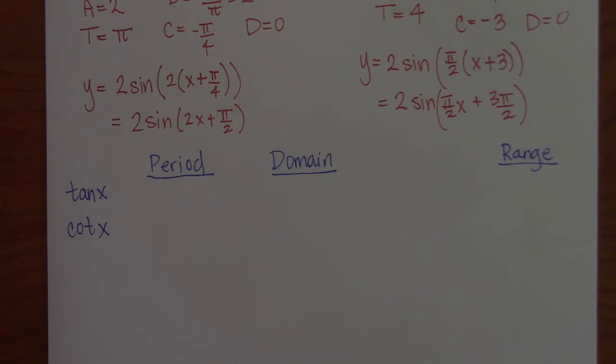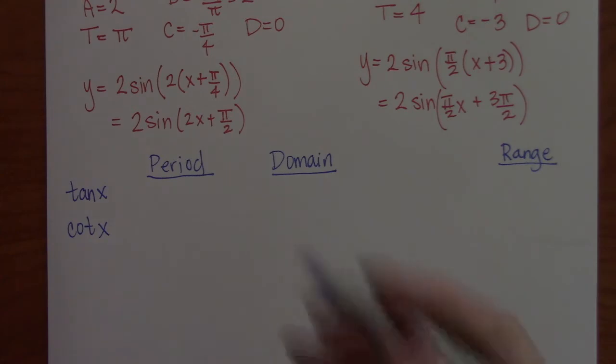So cosine is 0 on the unit circle at every odd multiple of pi over 2. So at pi over 2, 3 pi over 2, we kept going 5 pi over 2, 7 pi over 2, 9 pi over 2, same thing in the negative direction, negative pi over 2, negative 3 pi over 2. So those values are happening every pi.